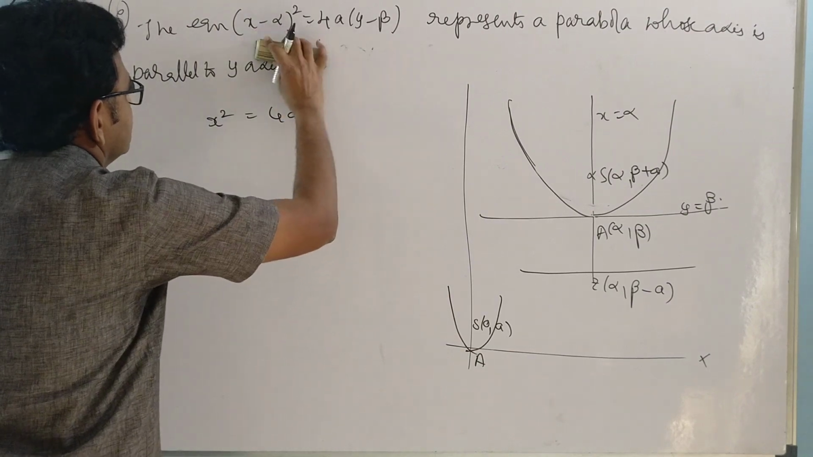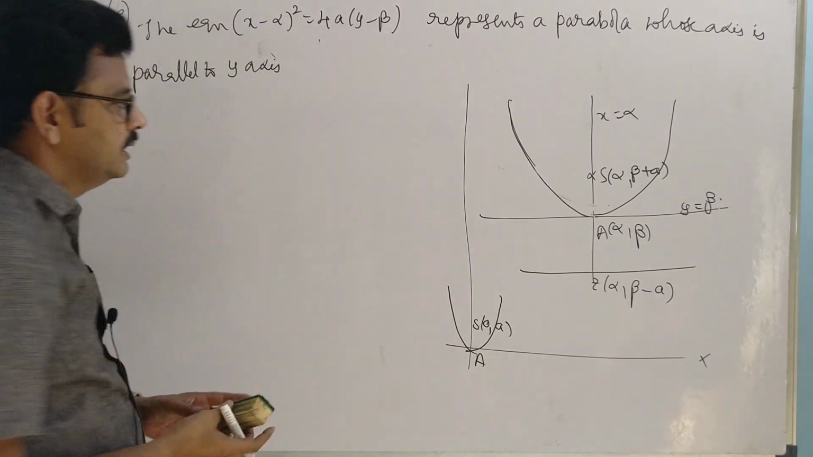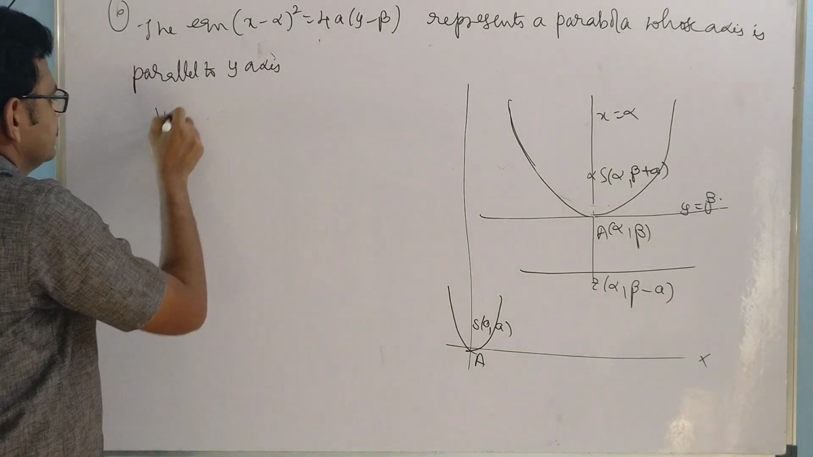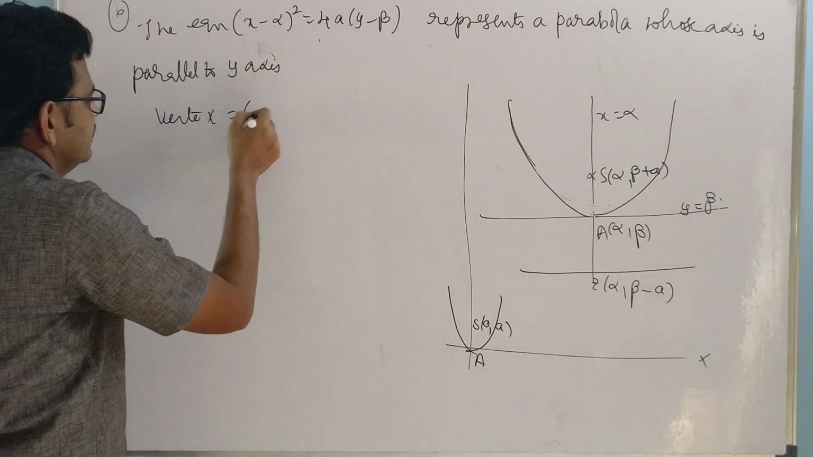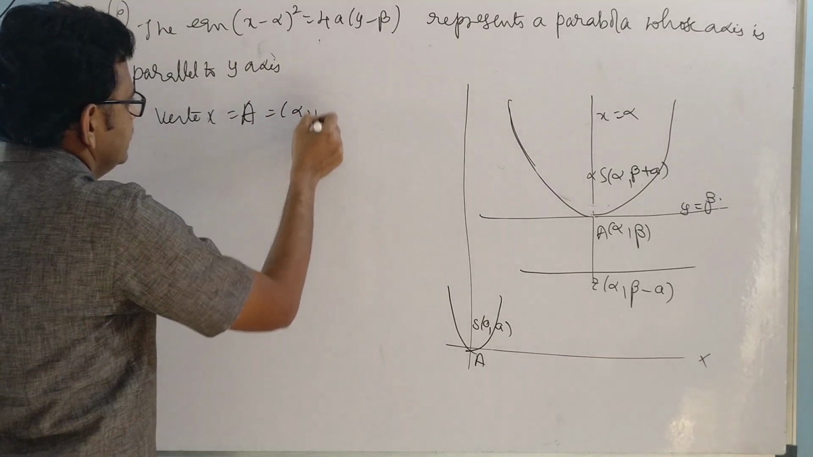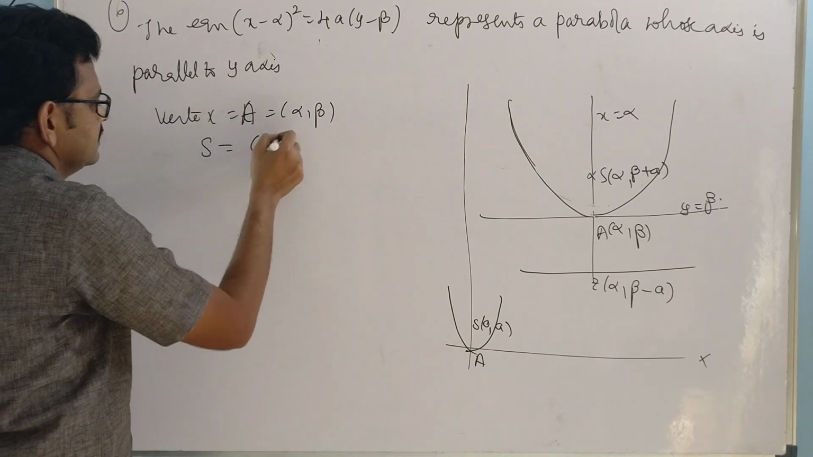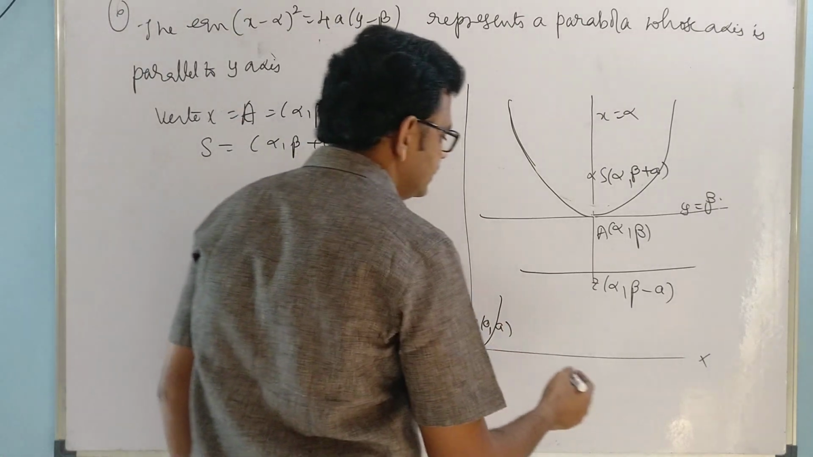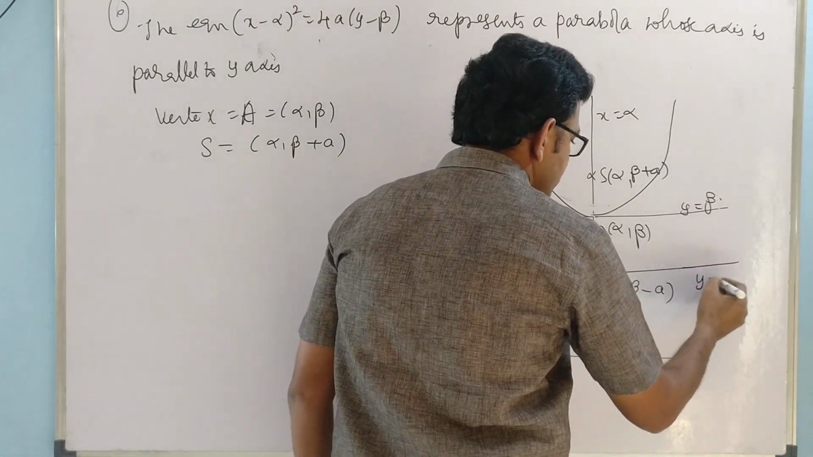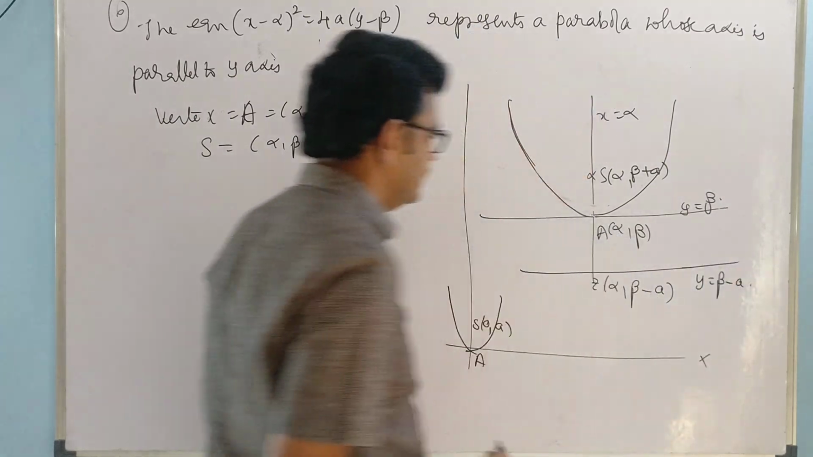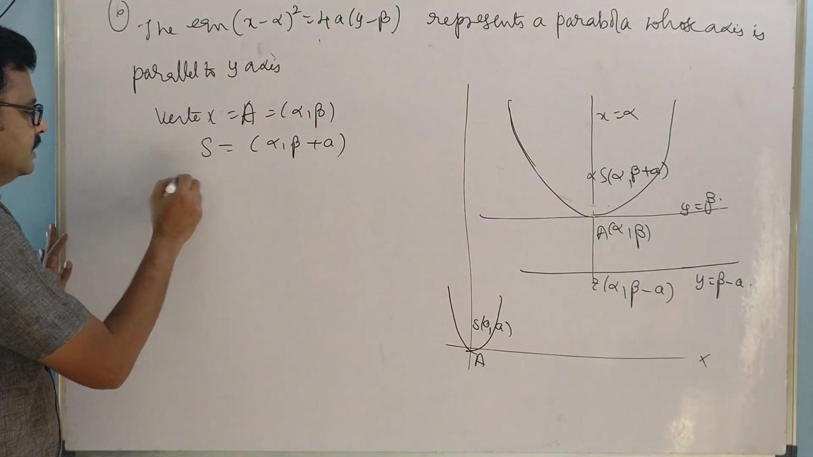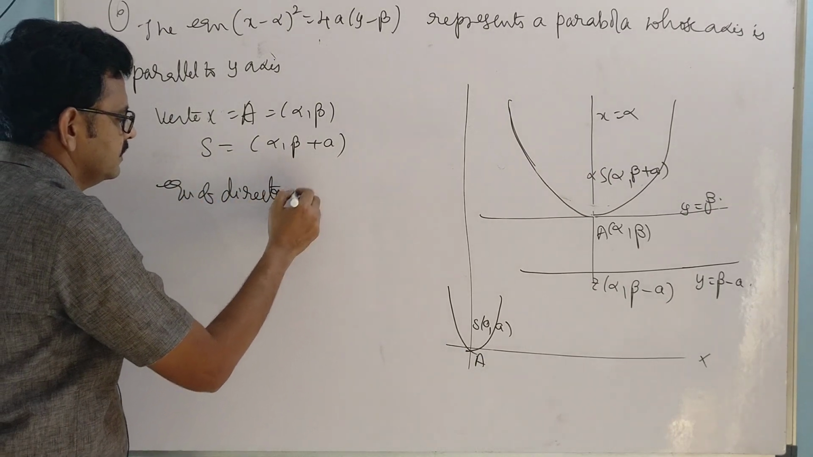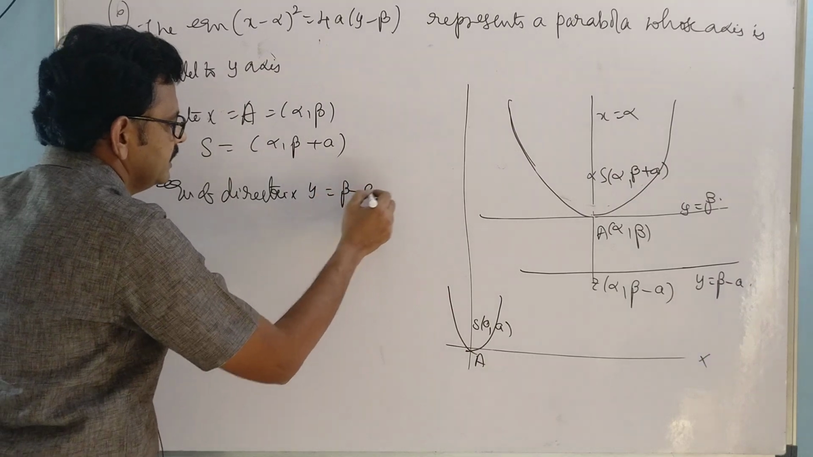Now for this parabola, the vertex A is (alpha, beta). Focus S is (alpha, beta plus a). Equation of directrix: y is equal to beta minus a.